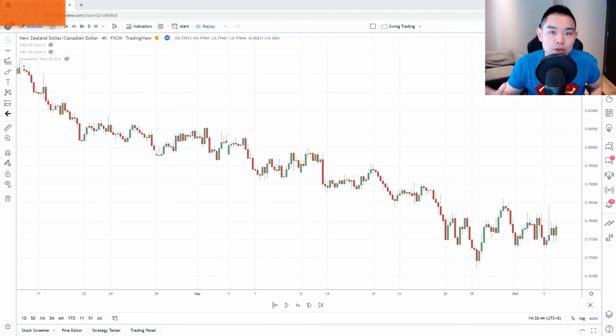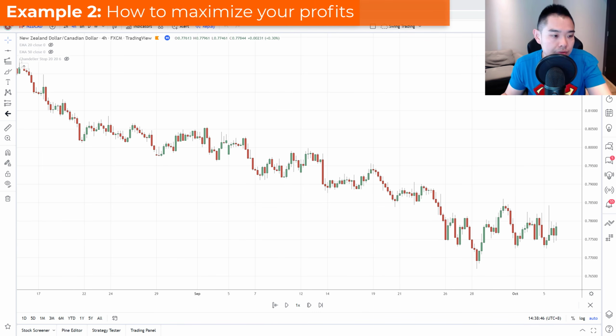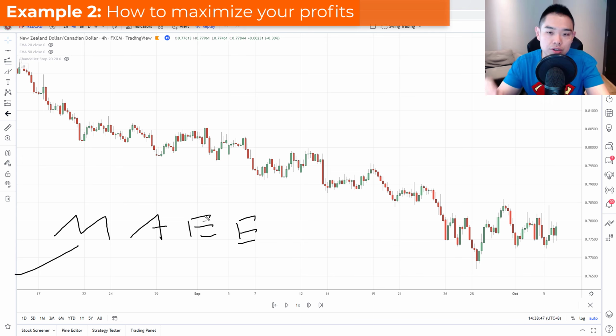Now let's have a look at another example, shall we? So again, the MAEE formula. I'll just do a quick recap here in case some of you have short-term memory like me. MAEE, M one: what is the market structure that you're seeing on this chart over here?